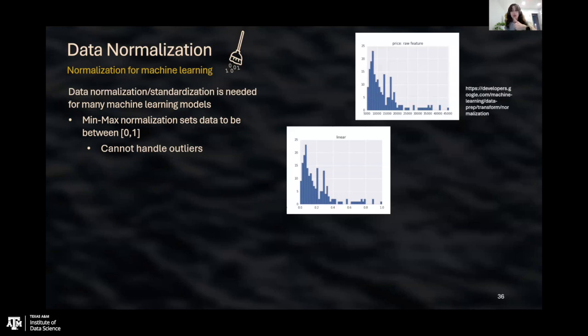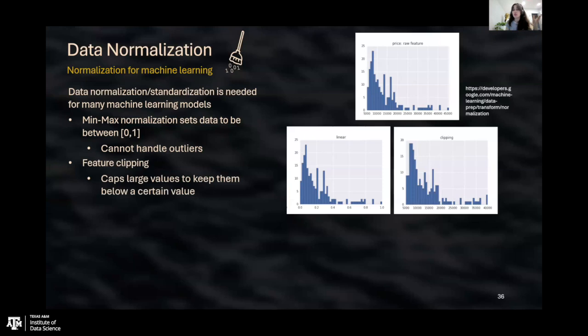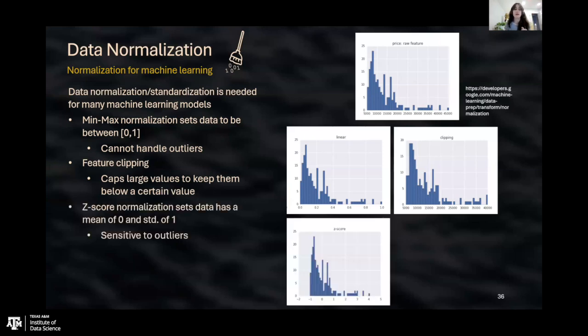Min-max normalization is really bad with outliers because you're trying to squish everything between 0 and 1. So if you have an outlier, you're going to get this bimodal kind of big number, very small number, nothing in between. Feature clipping, you just take your values and say, okay, everything above this number, smush that in. We're going to take these outliers and bring them in.